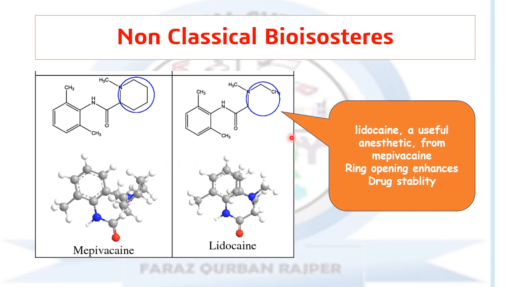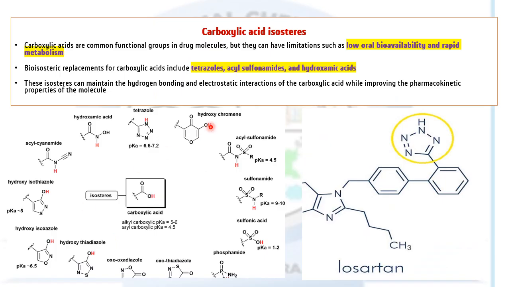The lidocaine synthesis from mepivacaine is based on the concept of ring opening. In mepivacaine you may observe we have the terminal cyclohexane ring at this position, and when ring opening is caused, we have a side chain here. So this ring opening enhanced the drug stability and converted it into a more potent local anesthetic agent, that is lidocaine. Now, carboxylic acid isosteres.